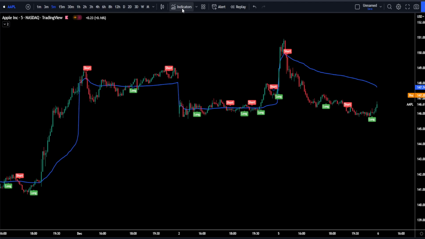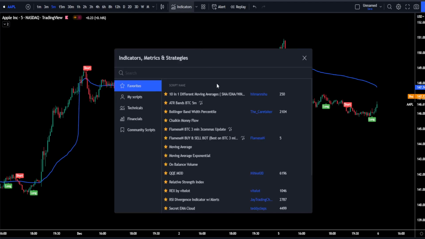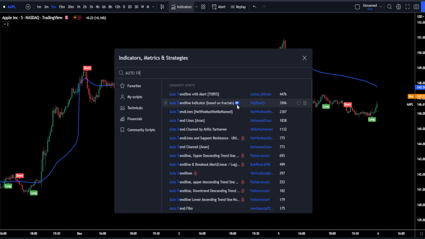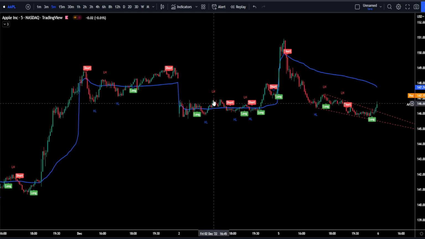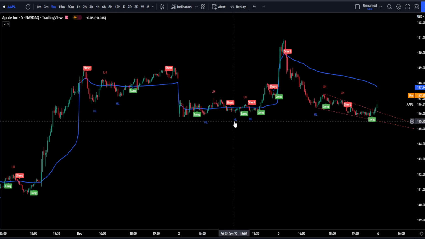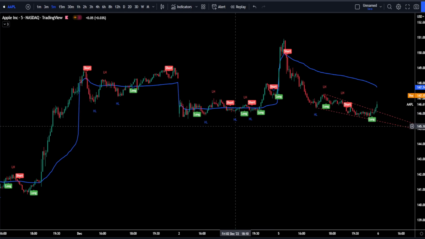Finally, let's install our third and final indicator to the chart, and for that you simply need to type in auto trendline, which is this one by Doji Emoji. This indicator will basically help us identify lower highs and higher lows in the market. By the way, its settings are on default. Okay, the setup is ready. Now let's learn how we should place buy and sell orders with this strategy.